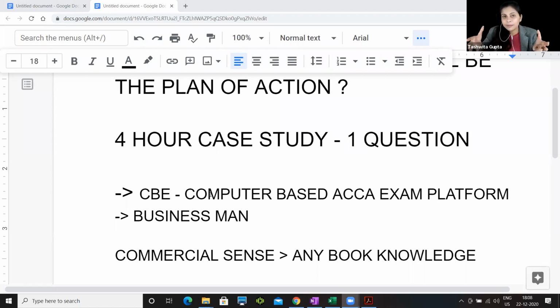If you see the BPP book of SBL, it is this big, and there is a lot of theory, a lot of models, and a lot of things to be studied. That makes SBL tougher. So I would recommend you cut down the time you spend on the study text. That's why I recommend a set of notes, which I'm going to show you now.